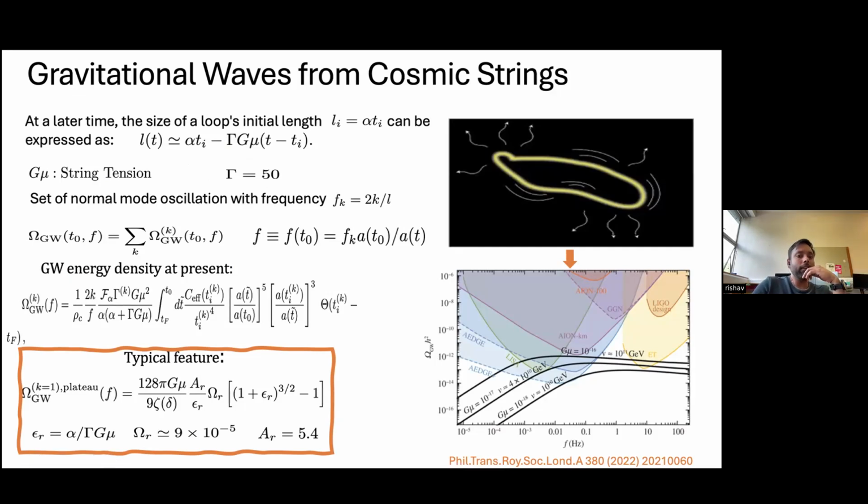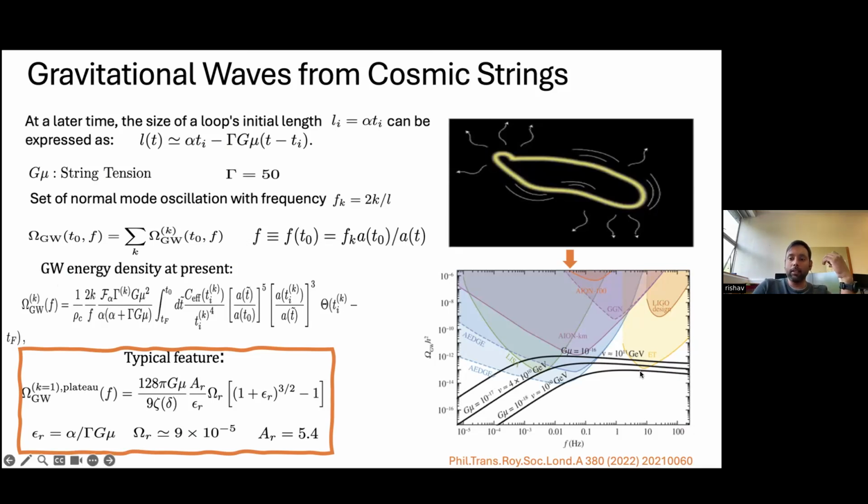So now let me talk a little bit about the typical feature of the gravitational wave spectrum when it is observed from the cosmic string. So you see, the plot on the right has a very special feature. What we see is that the amplitude rises with the increase in frequency, and later on it flattens, it saturates. So one can ask why it saturates. The reason is as follows.